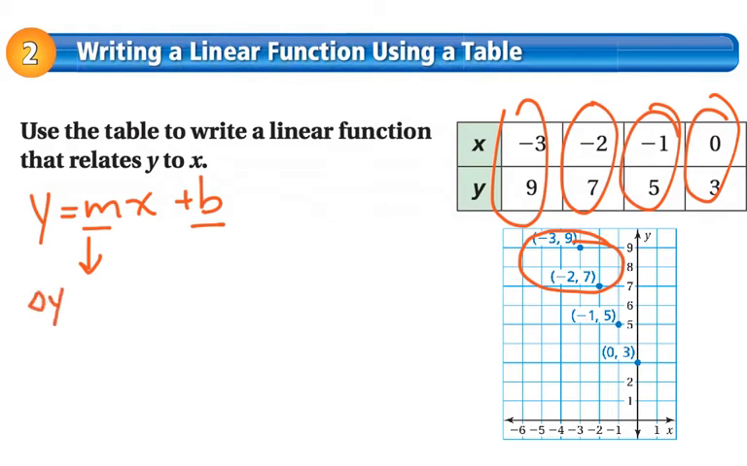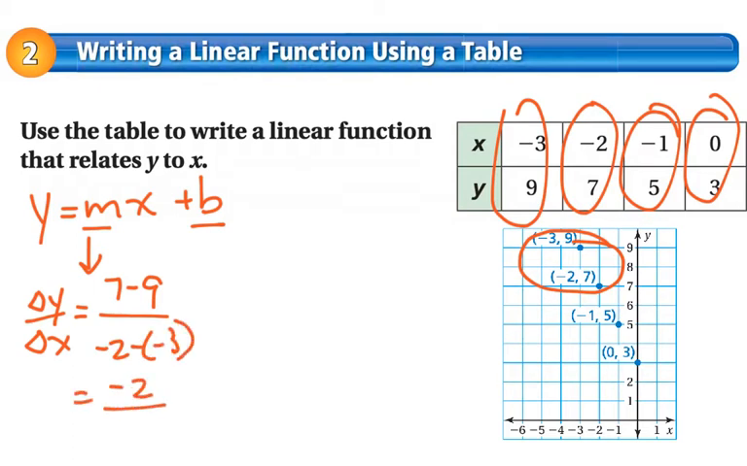I'll use y change and x change to discover that slope. My y change being 7 minus 9, the x change being -2 minus -3, and that leaves me with -2 over +1, which makes my final slope -2. All right, I've got the first part. Next, of course, we are looking for that y-intercept.